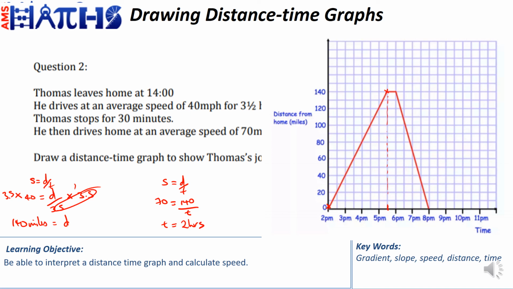Then he stops for 30 minutes according to the question, which is the horizontal line there, and then he's traveling home in 2 hours, we said. So if he's at 5:30, stops for half an hour, that takes us to 6 o'clock, and then we calculated that he took 2 hours to get home. So from 6 o'clock to 8 p.m. would have been 2 hours, or a slant line going downwards in the graph. That's what it should look like. So well done on trying that.